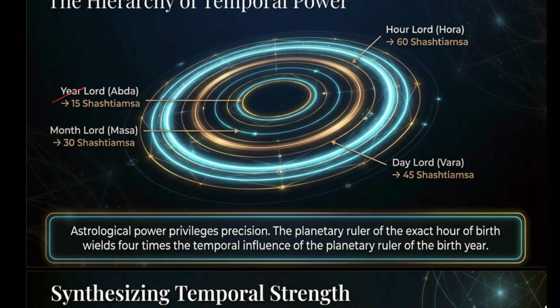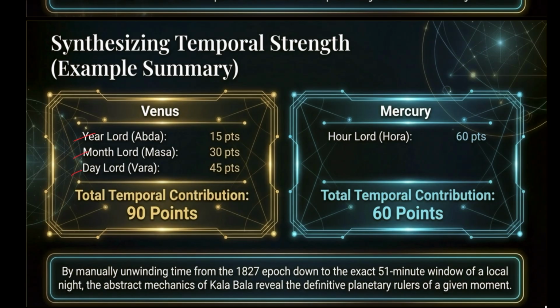Year Lord will get 15, month Lord will get 30, day Lord will get 45, and Hora Lord 60. The more we go into granular level, the more it increases the Sasthyamsha points. Year, month, and day Lord all come to Venus. So Venus will get 90 Sasthyamsha point, 15, 30, 45. And the Hora Lord is Mercury, so Mercury will get 60 Sasthyamsha point.